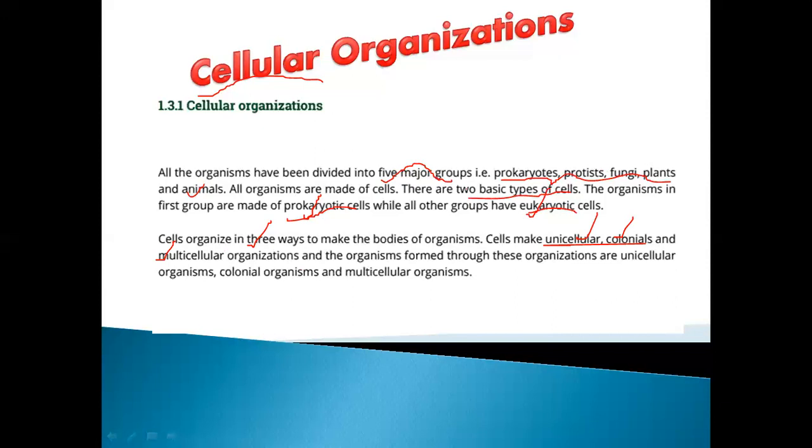So in this lesson, we will talk about 3 main points. Number 1, 5 groups. Number 2, 2 basic types of cells, that is prokaryotes and eukaryotes. And number 3, the 3 ways to make the bodies: unicellular, multicellular, and a colonial type of cells. Here, this is number 2. So let's explain and understand how these cellular organizations happen.